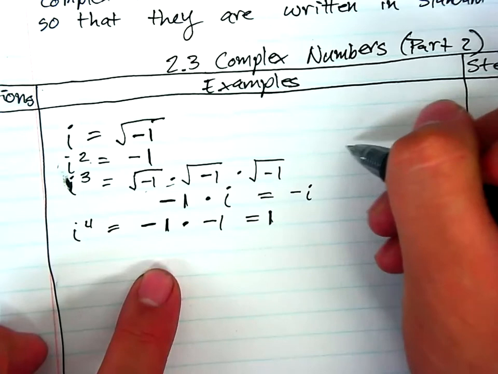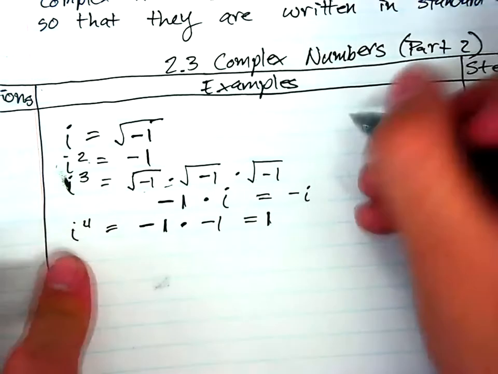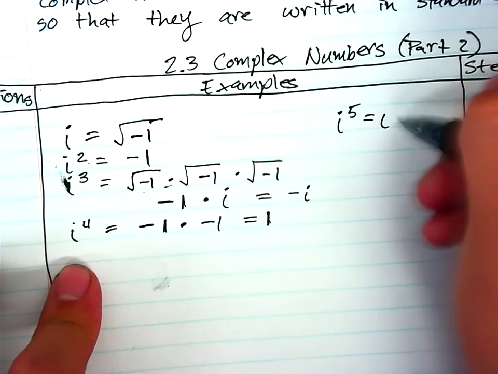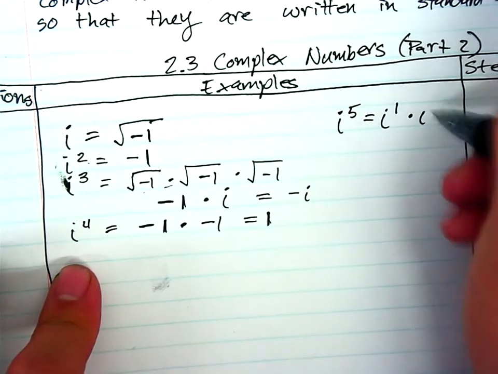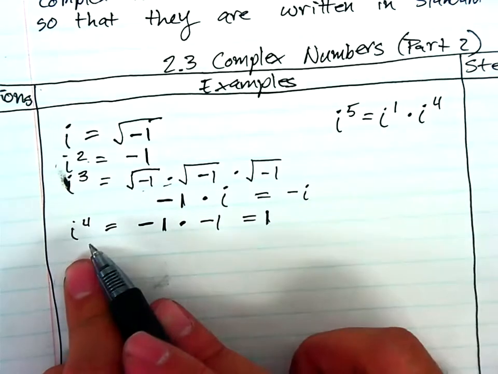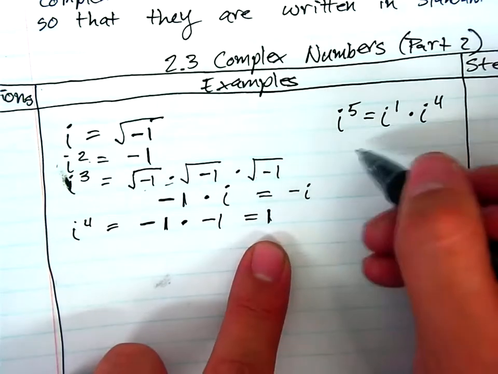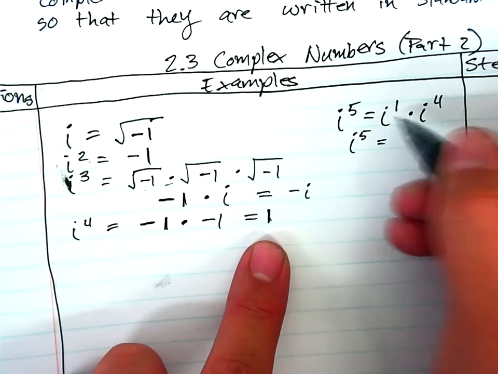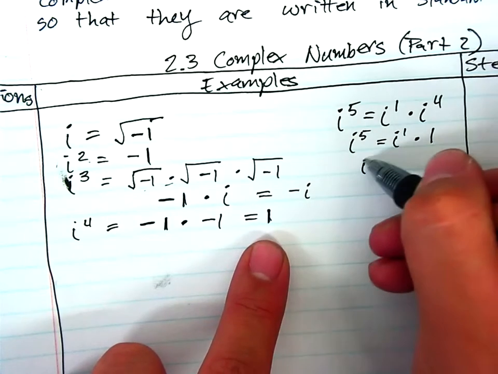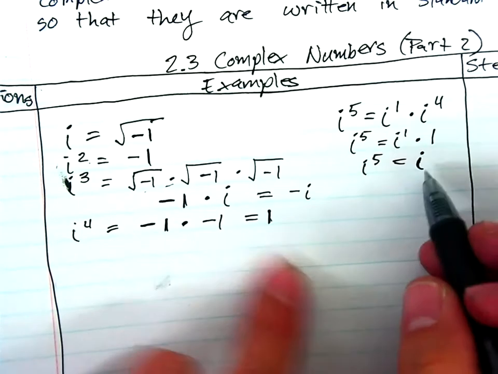So if I were to remember just these 4, I would be able to finish out the pattern. For example, i to the 5th is the same thing as i to the 1st times i to the 4th. Now, why do I choose i to the 4th? I choose i to the 4th because i to the 4th will always be equal to +1. So, in reality, I'm just multiplying whatever this guy is, i to the 1st, times 1. Which means that i to the 5th actually just simplifies to a single i.